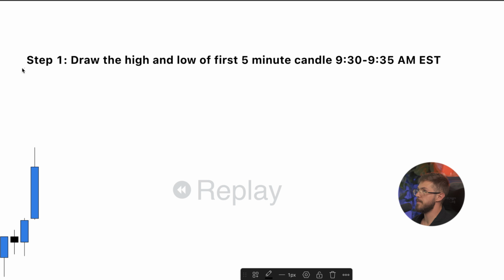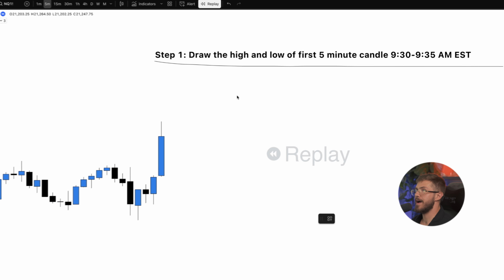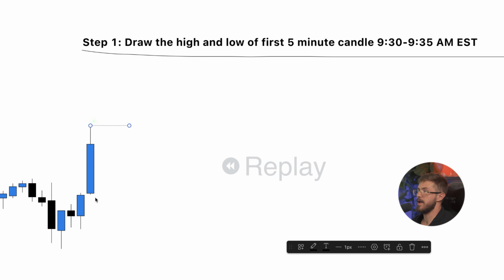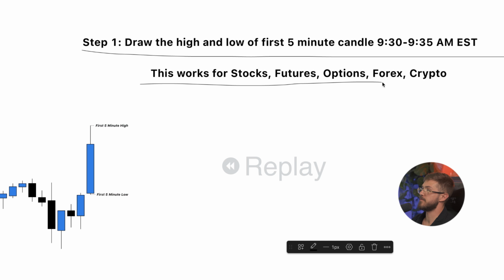consistent trades. Step number 1 is we're going to draw the high and the low of the first 5-minute candle. Now, this is the candle that starts at 9:30 and ends at 9:35 a.m. Eastern Standard Time. To draw the high and the low, we're going to go over here to the left on TradingView. You're going to select the trend line tool, and you're going to draw out the high, and then you're going to draw out the low. This works for stocks, futures, options, forex, or crypto, and you always use the same time.